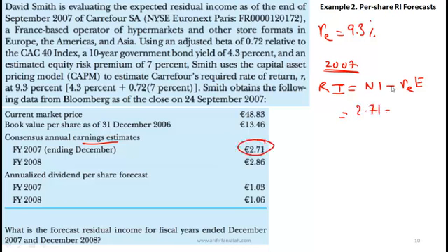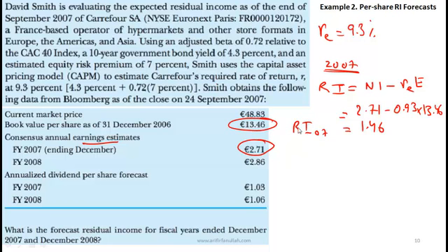So it is 2.71 minus cost of equity, 0.93 minus what's our equity? Yeah, we are doing this on a per share basis. So book value per share is 13.46. So whatever that comes out to be, that comes out to be 1.46. So that's your residual income for '07.